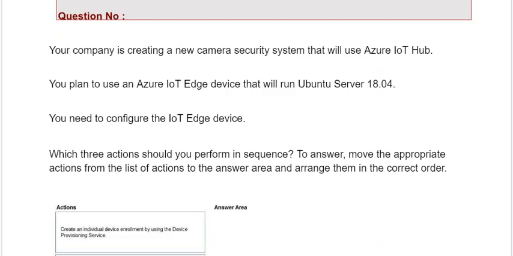Next question is, your company is creating a new camera security system that will use Azure IoT Hub. You plan to use an Azure IoT Edge device that will run Ubuntu Server 18.04. You need to configure the IoT Edge device. Which three actions should you perform in sequence? To answer, move the appropriate actions from the list of actions to the answer area and arrange them in the correct order.